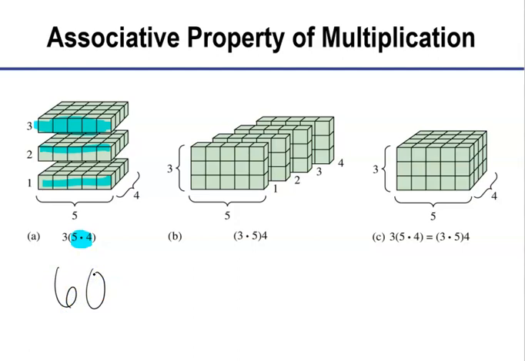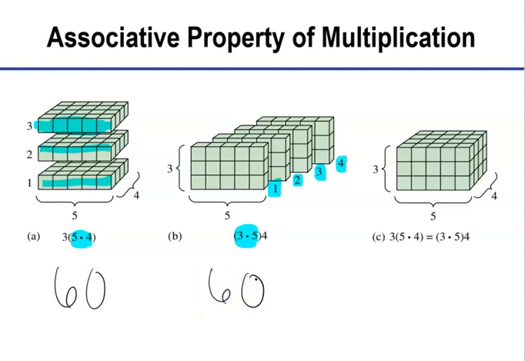Okay? Now, there's a different way we could do it. Here, notice that we are associating the 3 and the 5 together. So that means 3 rows of 5 units. And at the end, there's 4, so we need 1, 2, 3 of the 4 of those depicted. If you count your blocks, that is also 60.